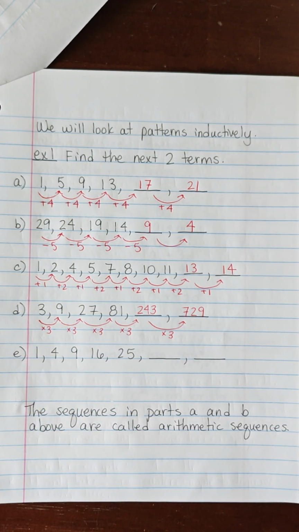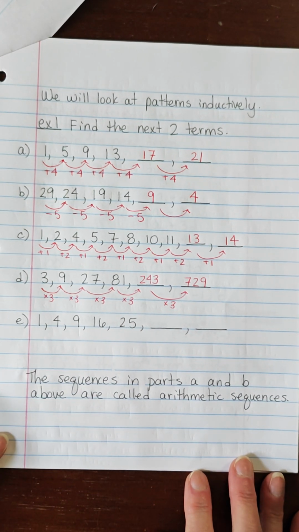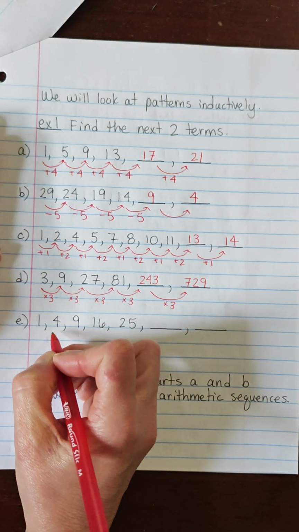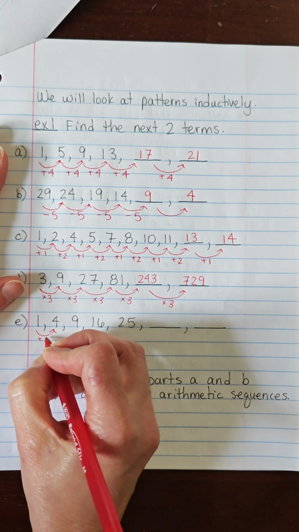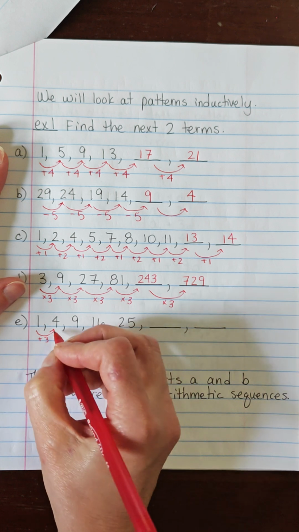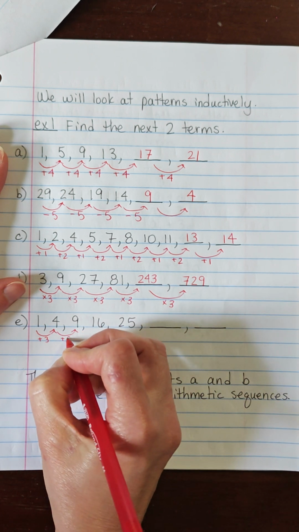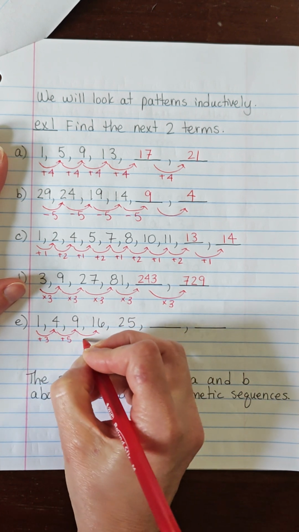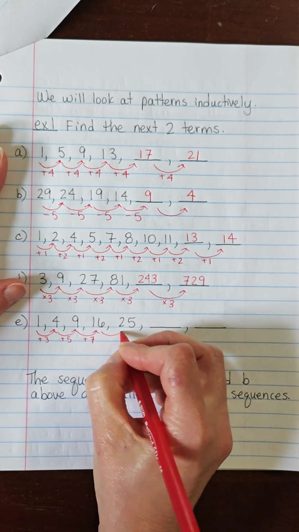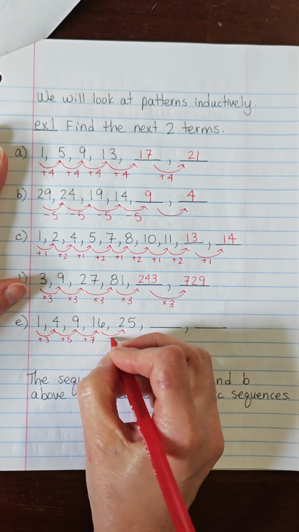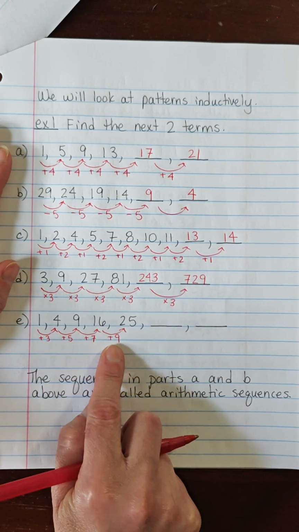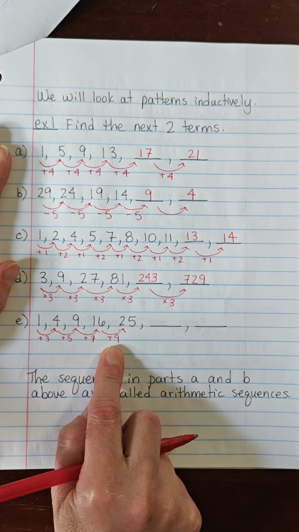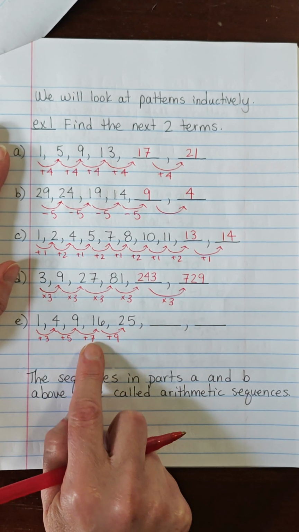All right, this last one, there's a couple of different patterns that we could look at here. You might look at this one and say, okay, from 1 to 4, I have to add 3. From 4 to 9, 5. From 9 to 16, you add 7. From 16 to 25, you add 9. So you might look at that and say, hey, there's a pattern within the pattern. Right? 3, 5, 7, 9.